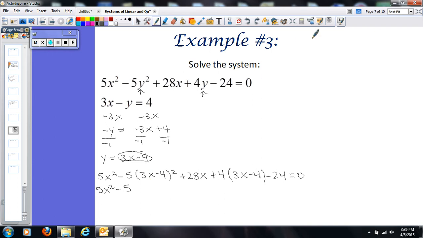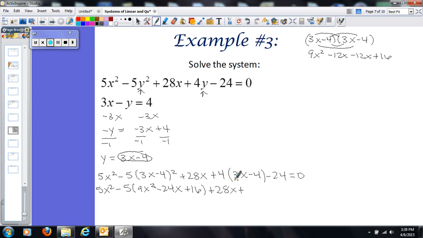Three x minus 4 squared. I'm going to do a little bit of work up here. That's going to be 9x squared minus 12x minus 12x plus 16. So this is going to be 5 times 9x squared minus 24x plus 16, plus 28x plus 4 times 3 is 12x minus 16 minus 24 equals 0.